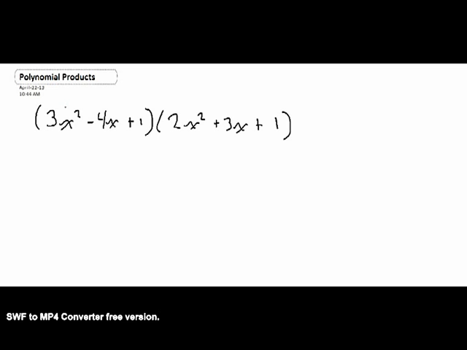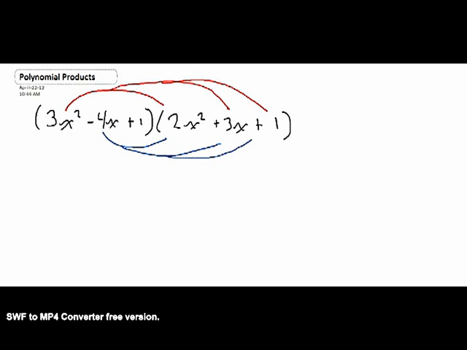So the idea is that 3x squared term needs to multiply the 2x squared, the 3x and the 1. The negative 4x term needs to multiply the 2x squared, the 3x and the 1. And finally, this 1 term needs to multiply the 2x squared, the 3x, and the 1. So how it works is every single term in this polynomial has to multiply each term here.